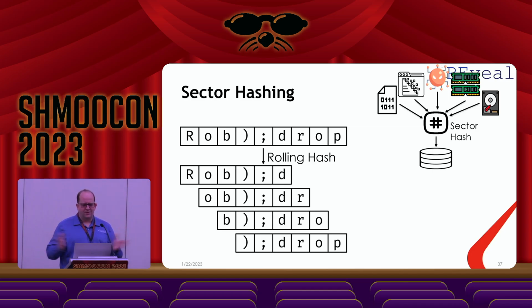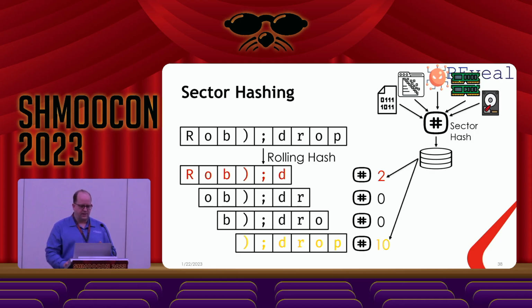So I came up with a simplified diagram where I have a 6-byte sector size on a 9-byte file. And I loosely modeled it after the Bobby Tables SQL injection. So you see Rob, paren, colon, drop. With rolling hash, you take your 6-byte window and then you shift it by 1 byte. And then you hash all of these different sliding windows of it. And then you might match different files in your database.